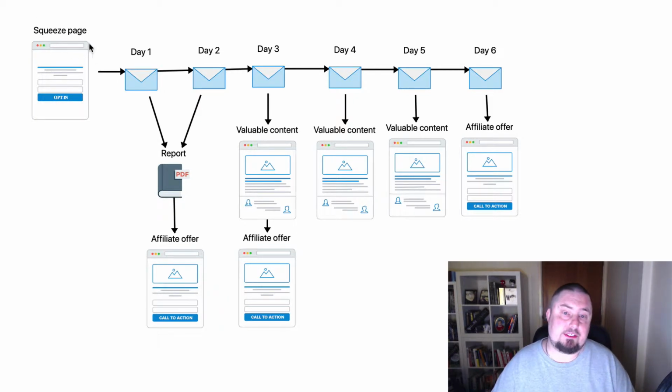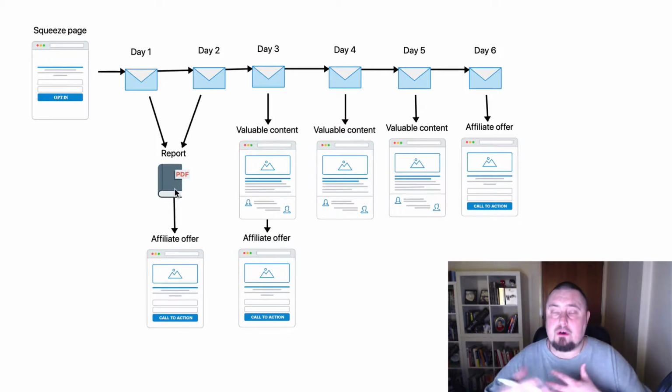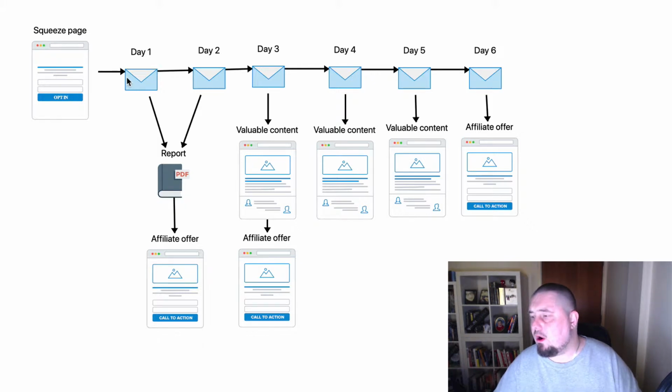So they land on your squeeze page. You offer them help in the form of an ebook or a short report, a PDF. They subscribe to the email list to get the PDF. Inside that PDF, we help them out. We help solve a problem. And we also include affiliate links to offers that we know will be of benefit to them. So that's day one.